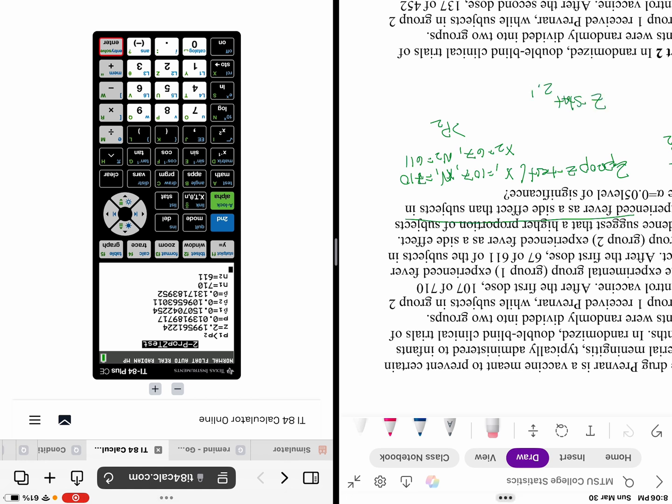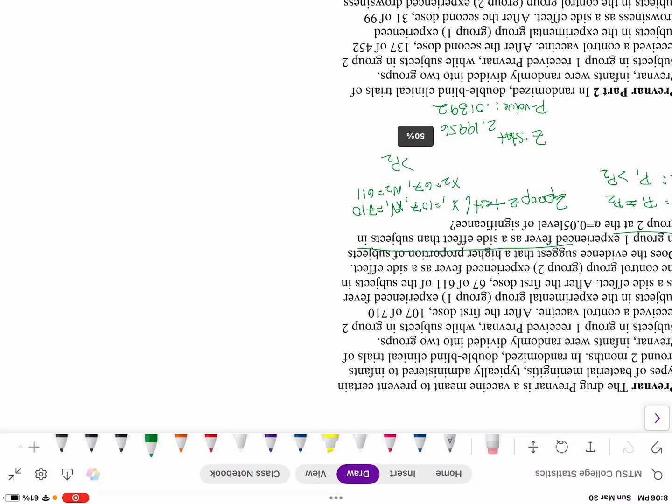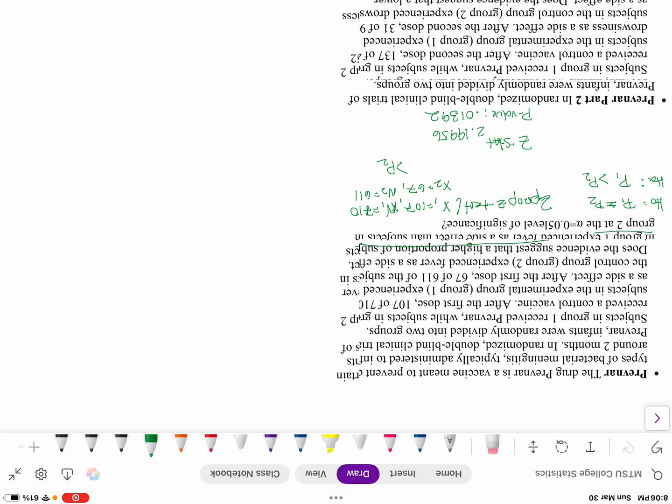of 2.19956, and then my p-value is 0.01392. So then I would go through and compare that to a 5% alpha. So up here I'm going to say 0.01392 is less than 0.05.